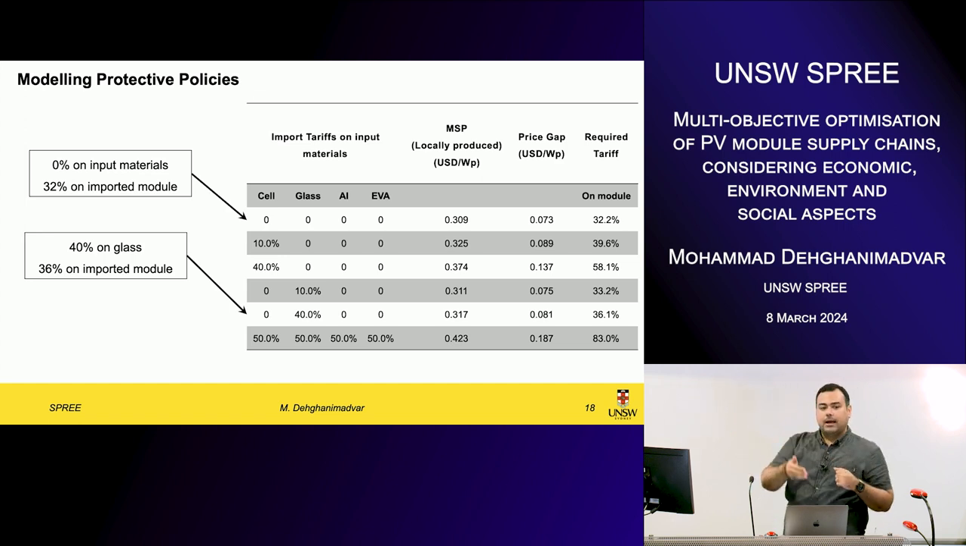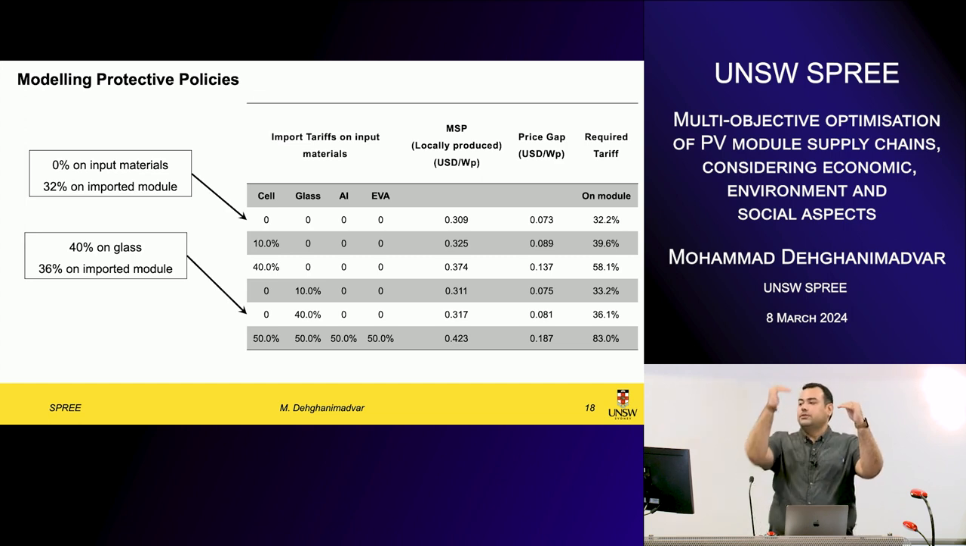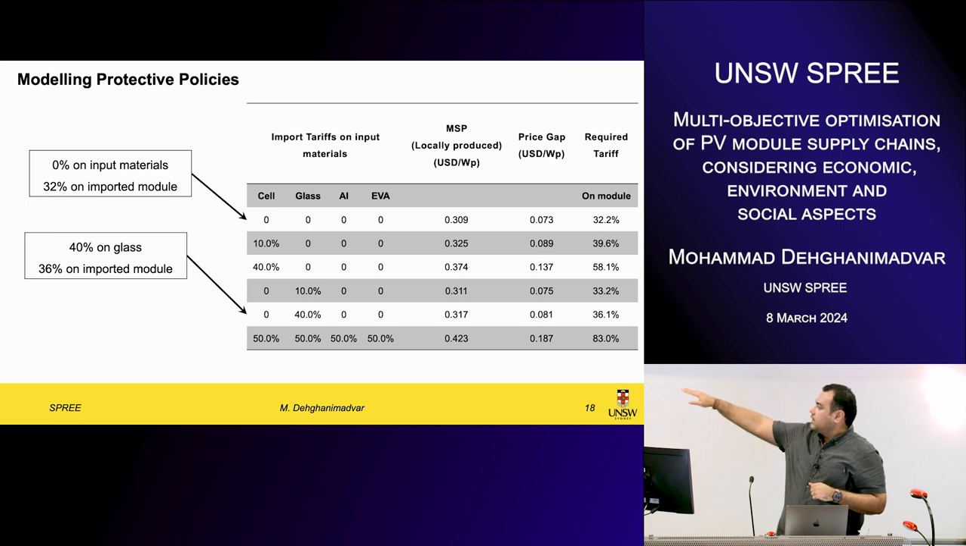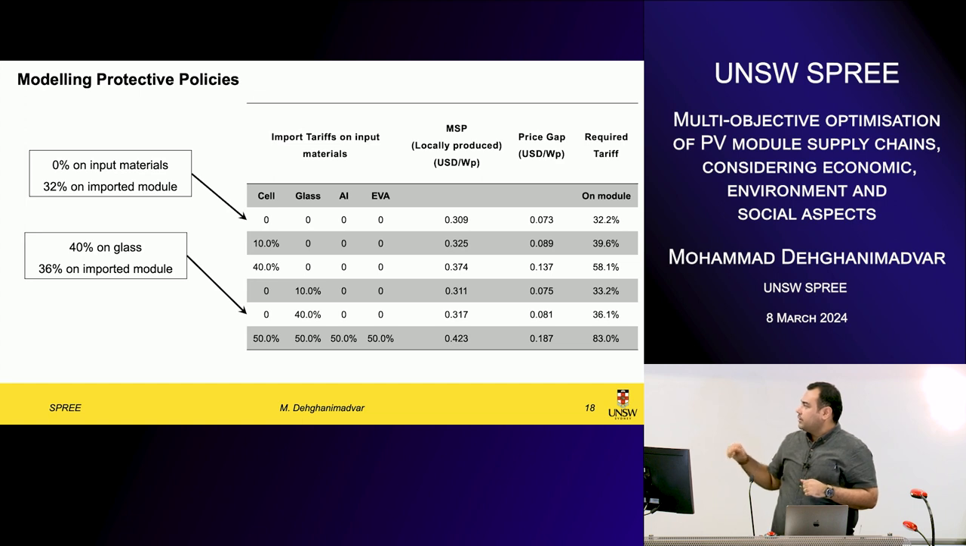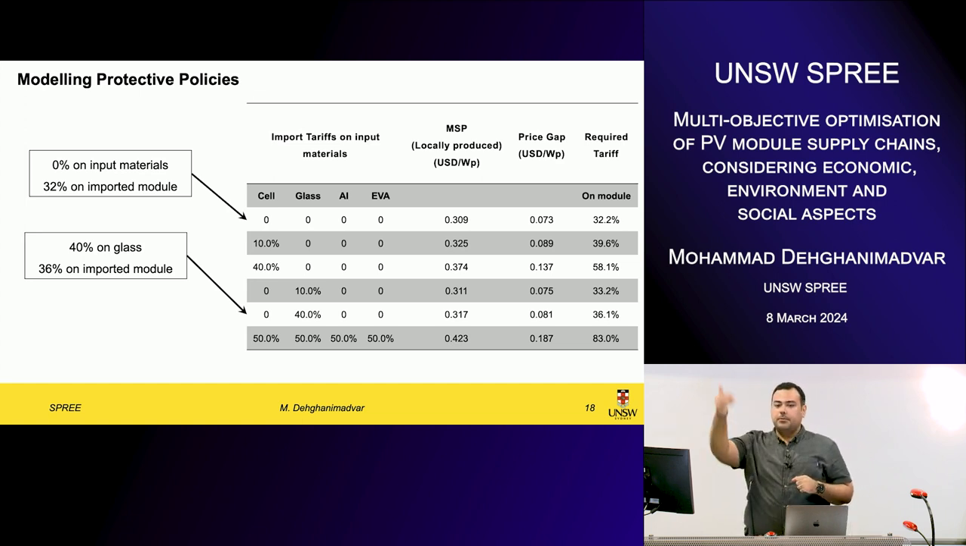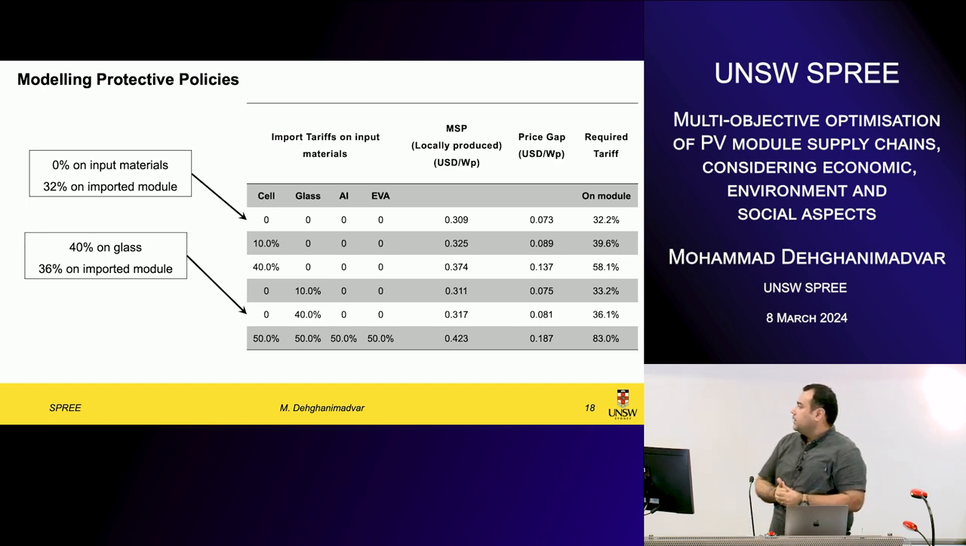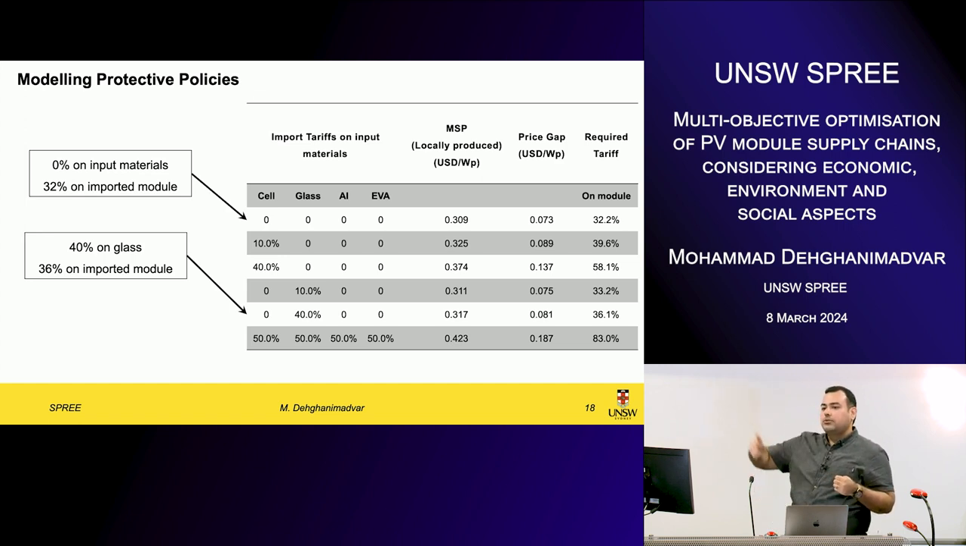So when you impose a tariff on glass, your local manufacturer is going to pay more for that glass. So the local production cost goes up. Again, you need some extra tariff on modules to make it even. And you can see in a scenario where you have cell manufacturers, glass manufacturers, and all of the input material manufacturers, and you impose a 50% tariff on each input material that comes to your country, you need an 83% tariff on your imported module. So your price gap increased to 20 cents per watt. So basically, consumers are going to pay 20% more in their market, which is not a good thing if you want to transition to more renewable energy.